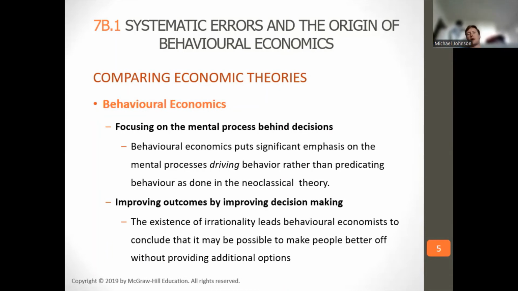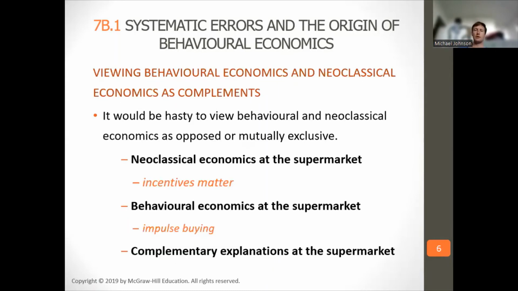So behavioral economics goes to the mental process behind decisions. It goes through what goes on in the brain of people that determines their behavior instead of predicting behavior. So it goes through the causes of why people behave the way they do. The existence of irrationality leads behavioral economists to conclude that it may be possible to make people better off without providing additional options. So that's a big part of what they do.